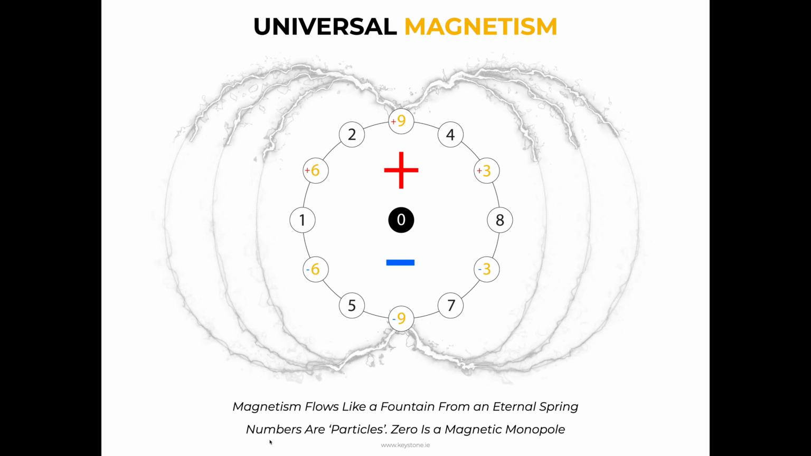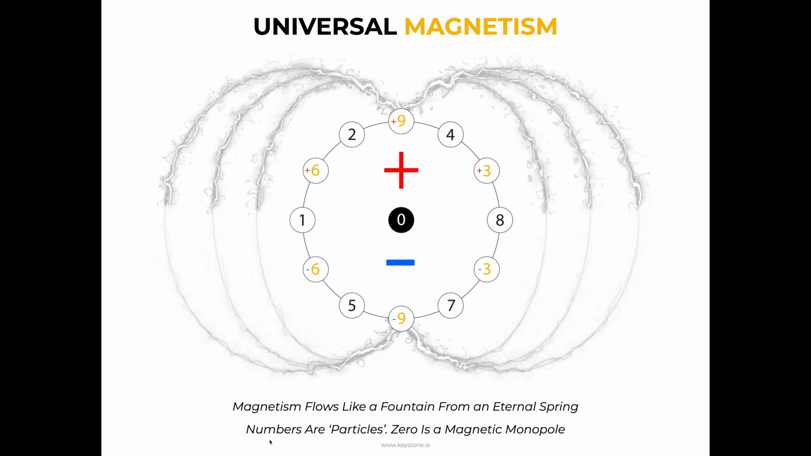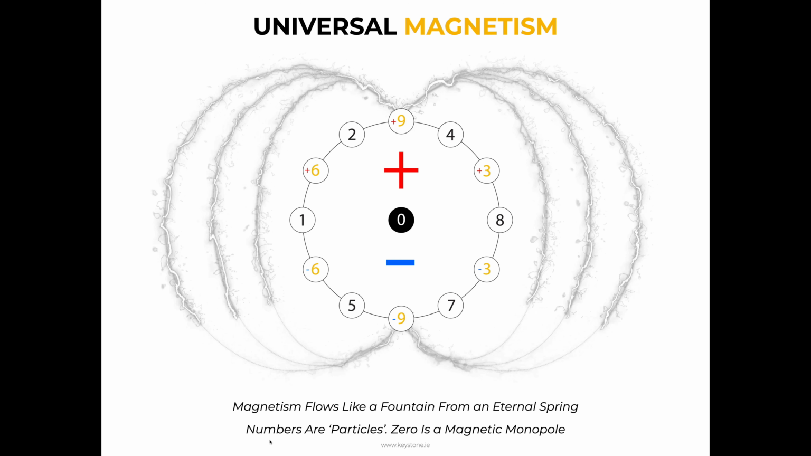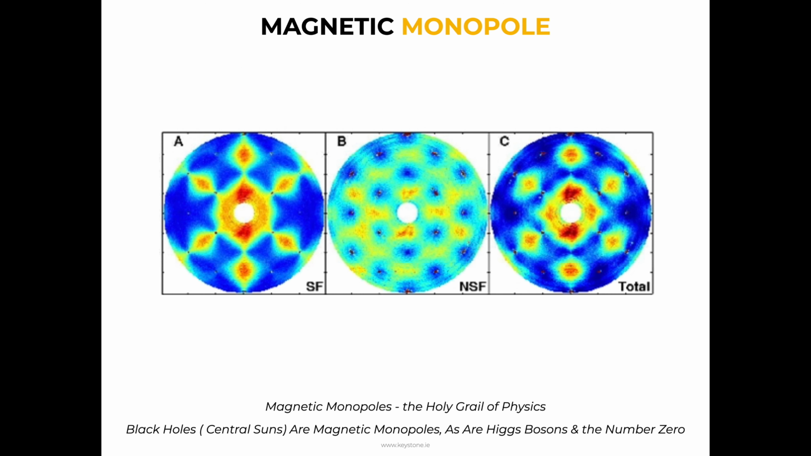This is the flow of energy. Flow of magnetism, universal magnetism. Science completely underestimates the importance of magnetism. Magnetic fields come before planets, stars, and solar systems. Magnetism rules the whole show. This is a magnetic monopole that was created quite recently in a laboratory. Magnetic monopoles have been described as the holy grail of physics.